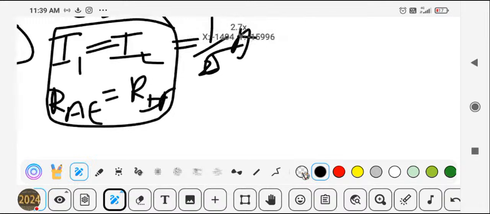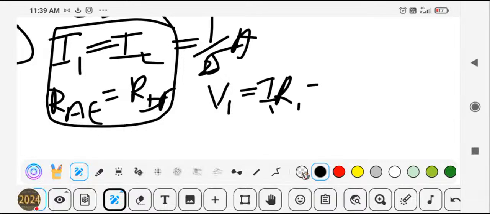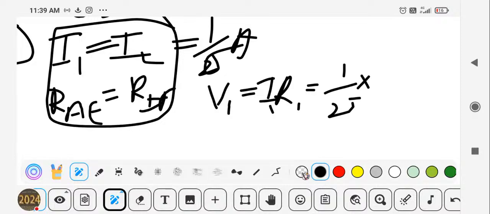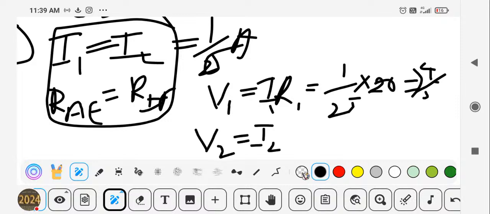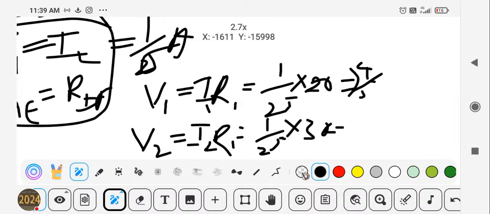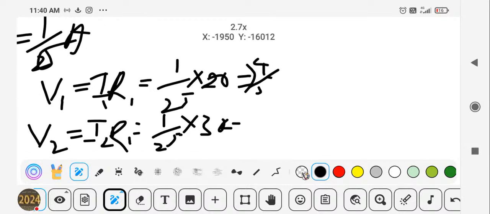Then they are asking the voltage question. That is V1 is equal to I1 R1, that is I1, 1 by 25, into R1, that is 20. So which will be 4 by 5. For the V2 case, which can be written as I2 R2, which will be 1 by 25 into, in the below case, 30, which will be 6 by 5. So overall, they are asking the voltmeter reading.